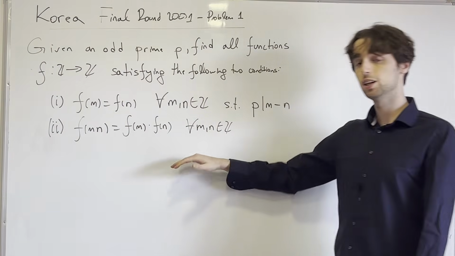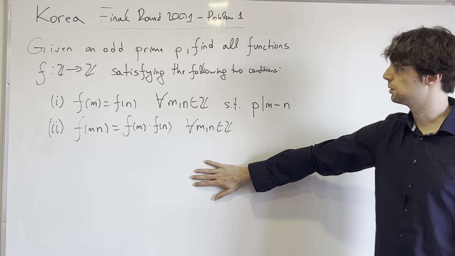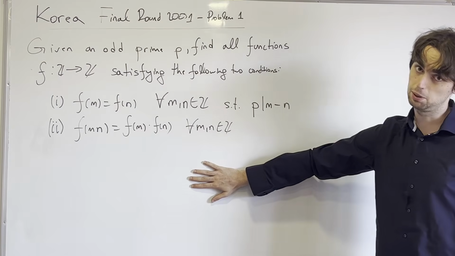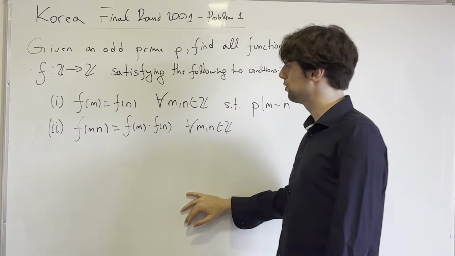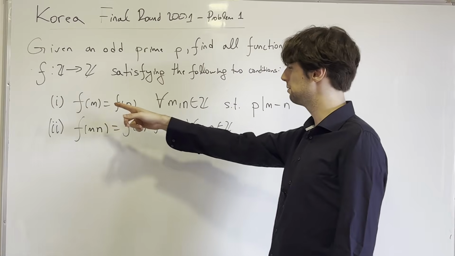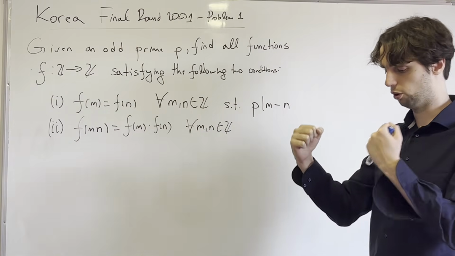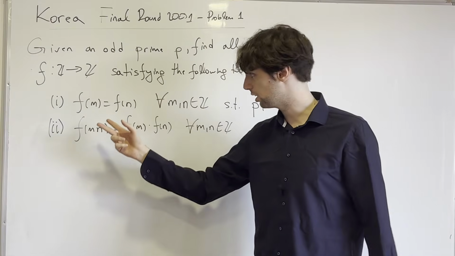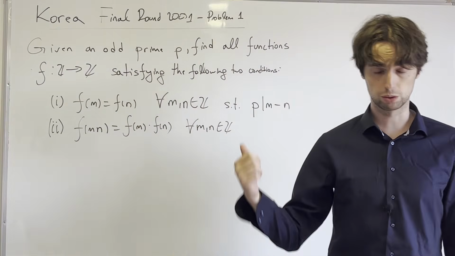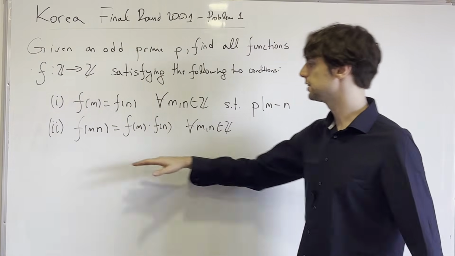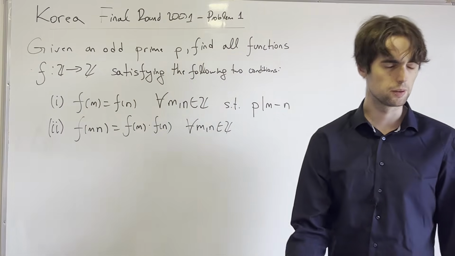So, what's up with this function? We have an odd prime p, okay, that's a bit odd. And we must find a function where f of m is f of n for every m and n, so if two numbers are the same modulo p, then their f's are the same. That's what the first condition is saying. And the second one says it's multiplicative.